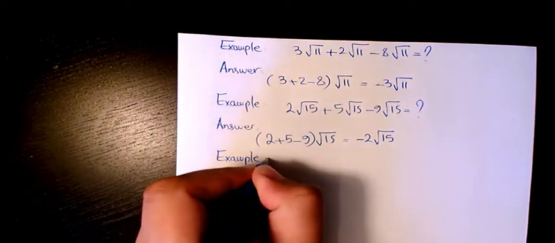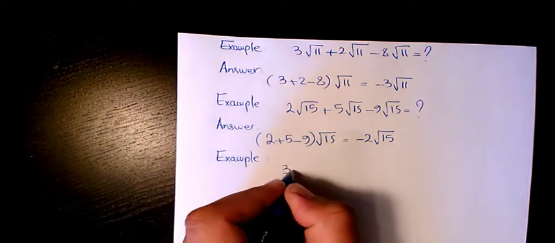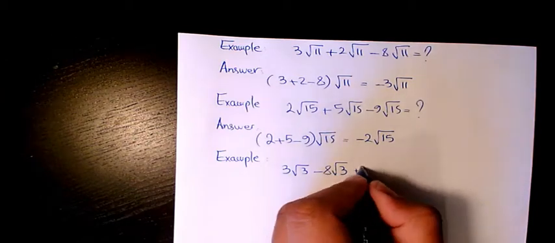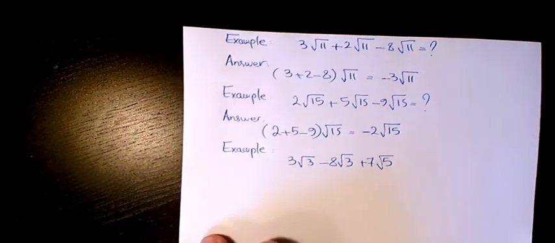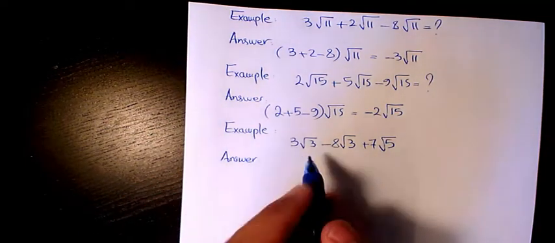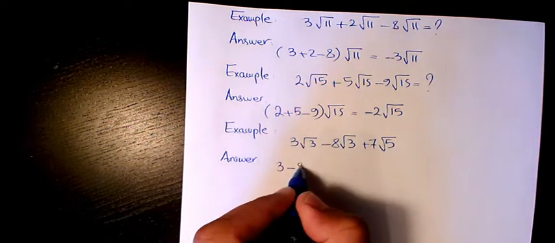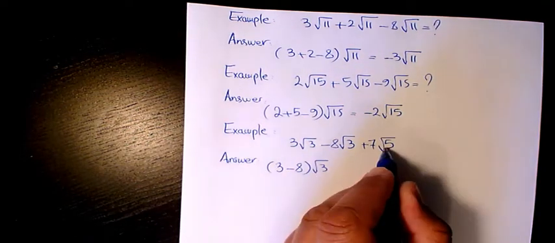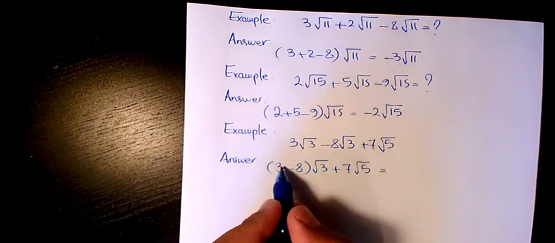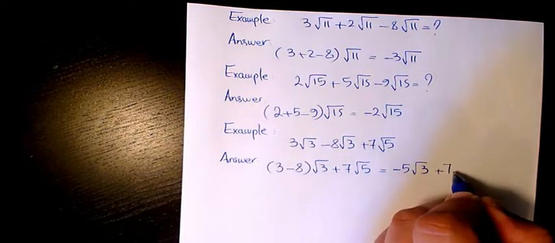Next example, 3 root 3 minus 8 root 3 plus 7 root 5. The answer is 3 root 3 minus 8 root 3 will be 3 minus 8 root 3. We cannot combine it with this one because that's root 5. So 3 minus 8 is negative 5 root 3 plus 7 root 5.